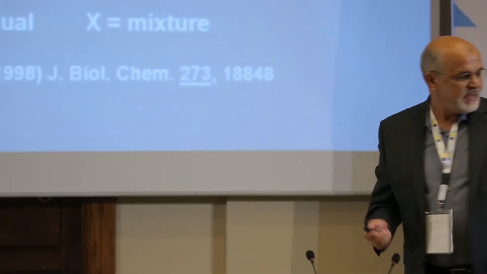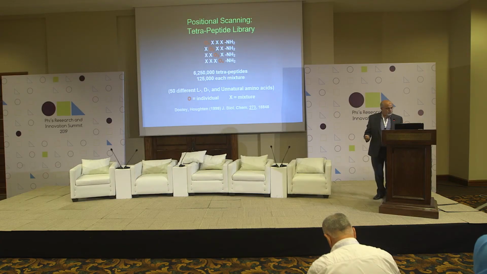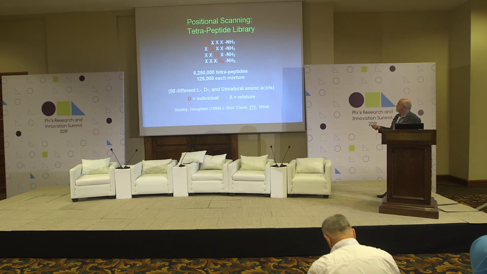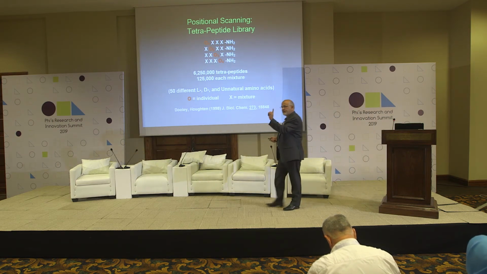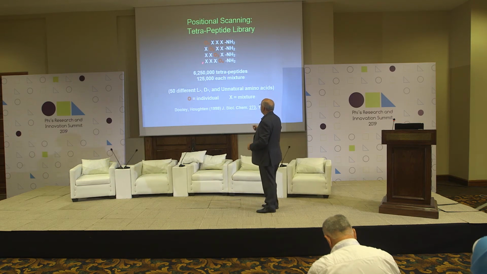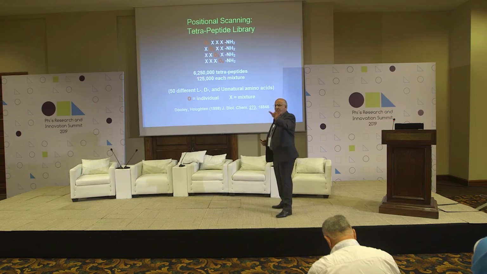So I have 6,250,000 compounds. How do we do it? We make the tetrapeptide library. We make the synthesis of the library 50 times. How do we make these times? We have to do all combinations: 50 times 50 times 50 times 50. It's 6,250,000 compounds. If I have to fix the first amino acid, I want you to understand this.